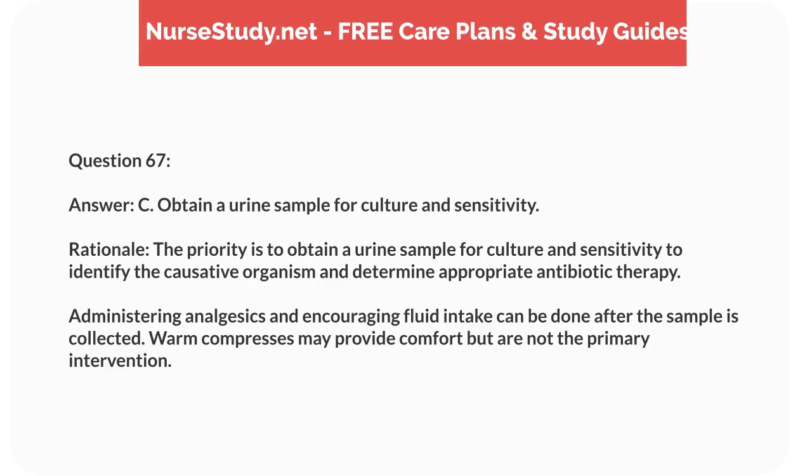Answer C. Obtain a urine sample for culture and sensitivity. Rationale: the priority is to obtain a urine sample for culture and sensitivity to identify the causative organism and determine appropriate antibiotic therapy. Administering analgesics and encouraging fluid intake can be done after the sample is collected. Warm compresses may provide comfort but are not the primary intervention.